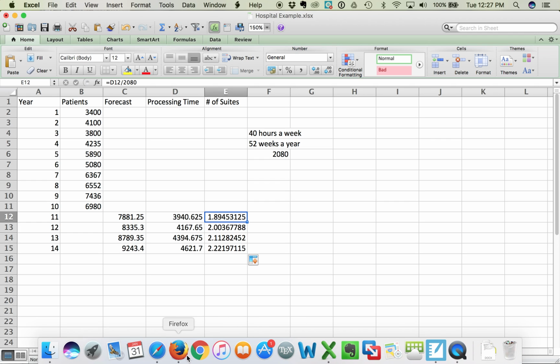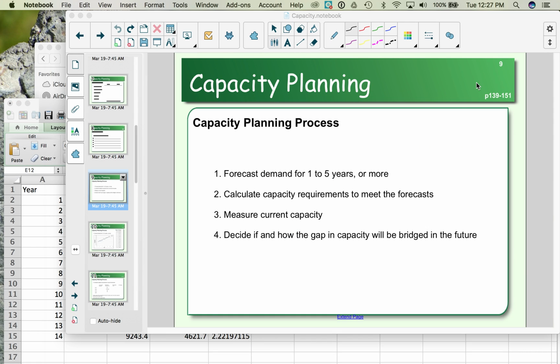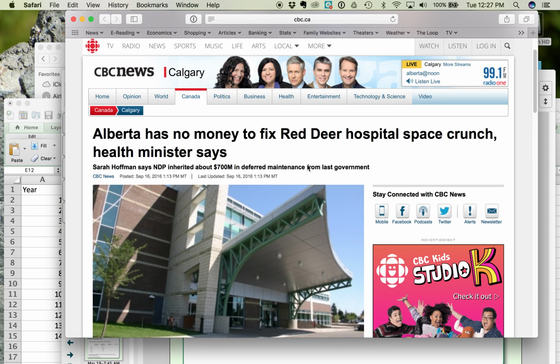And if we look at a real life example, we can see in this article here about Red Deer, that Red Deer Hospital, they are over capacity. Their number of surgical suites is not sufficient for demand. So there is a gap, and they've been told by the province that there is not sufficient money for any additional expansion. So they need to look at, is there a way to provide more surgeries, more beds at the hospital without expanding? So we have to look at, how are we going to deal with that gap between how much we can currently produce and what the forecasted demand says we will need to produce.